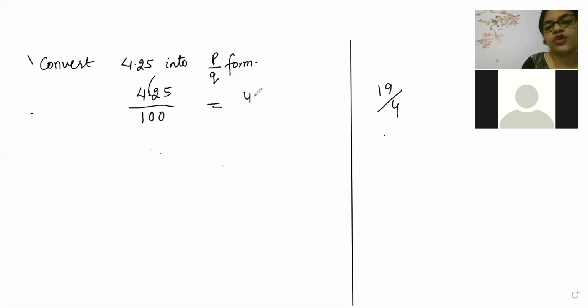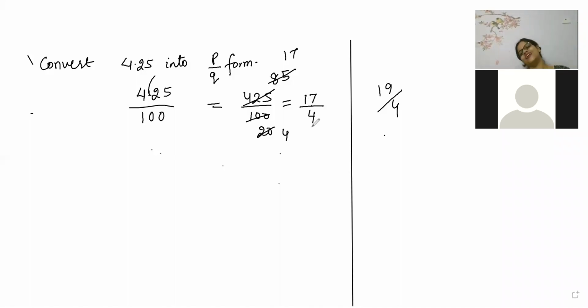But beta, here now 425 by 100 is there. Now use the 5 table. 5 8s are 40, 5 5s are 25, and then 10. Again one more time, 5 1s are 5. Then how many left? 3 5, 5 7s are 35. Yes or no? 4. Now Kanishka got the answer 17 by 4. 17 by 4 is the correct answer. Now you've understood what you have to do?